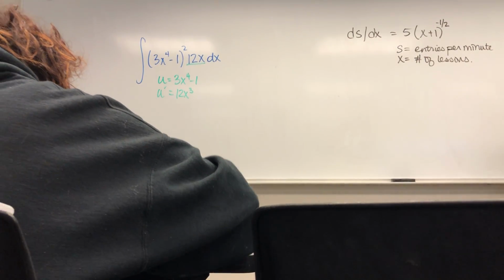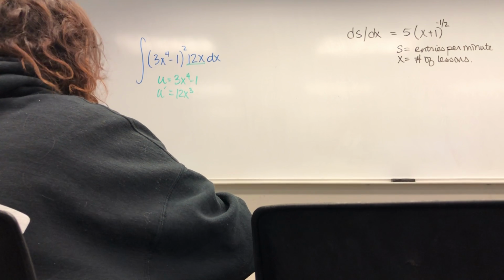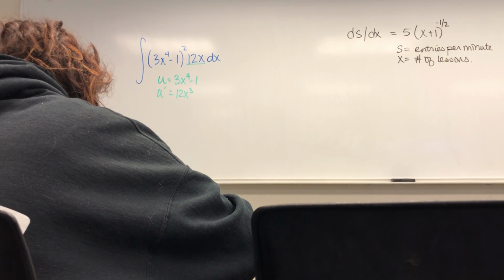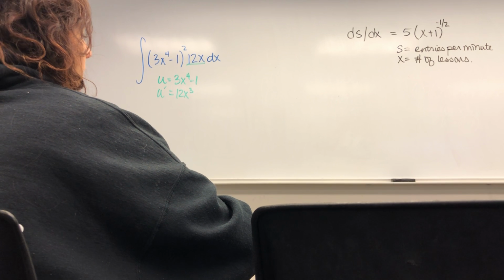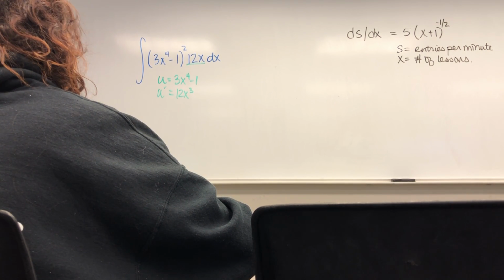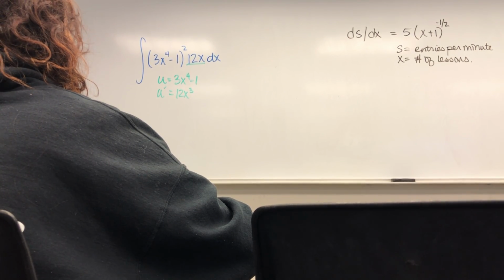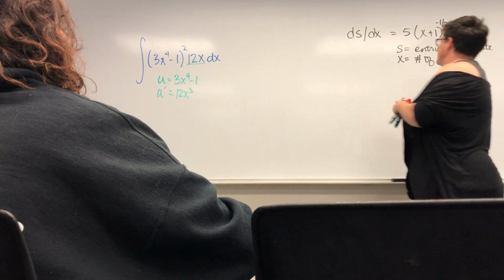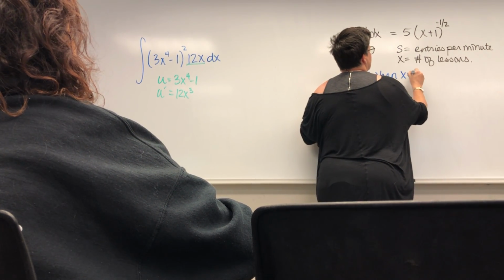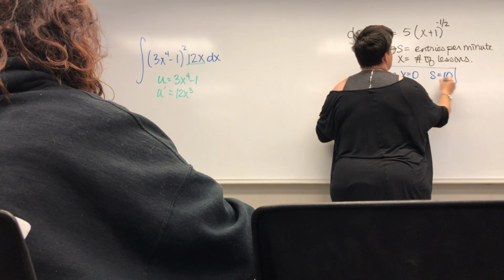We read further and discover that we're supposed to find the data entry speed as a function of the number of lessons if the average student can complete 10 entries per minute with no lessons. That's your nugget, guys. 10 entries per minute with no lessons. So what does that mean? When x equals 0, s equals 10. This is your nugget.